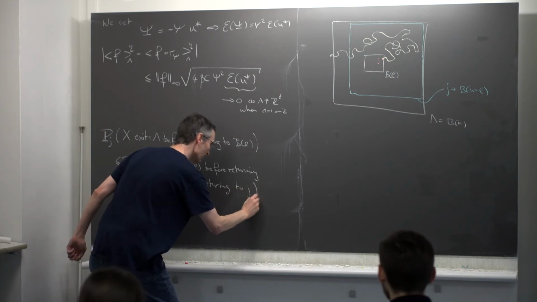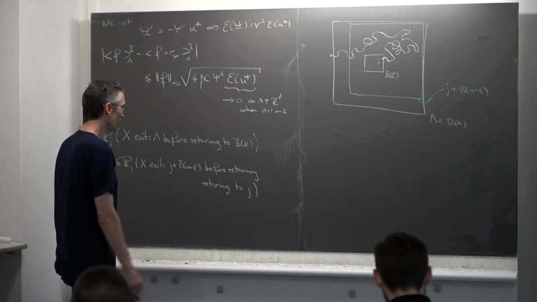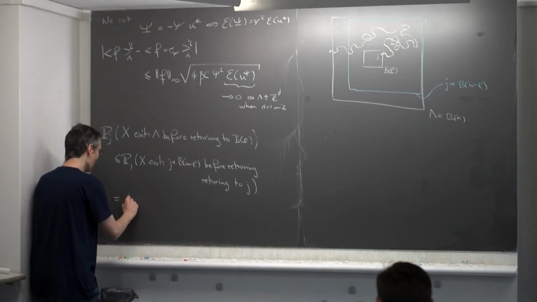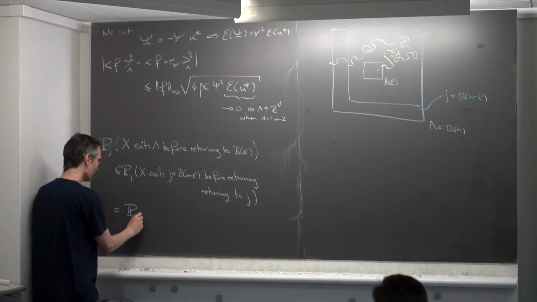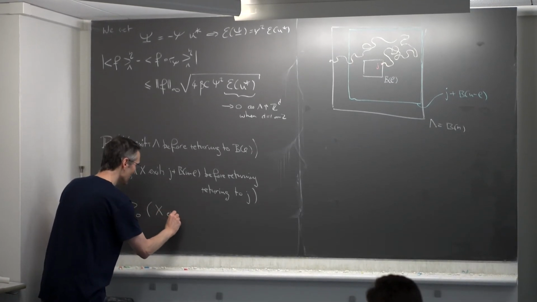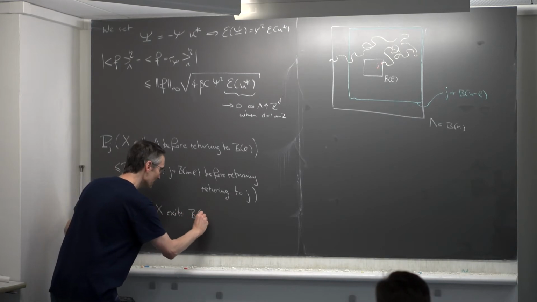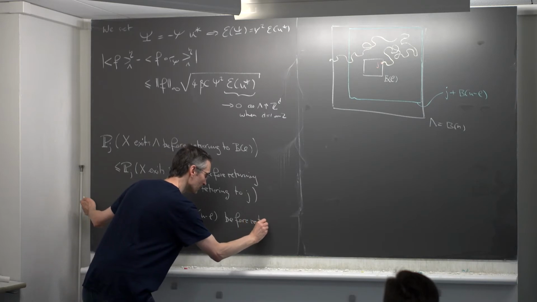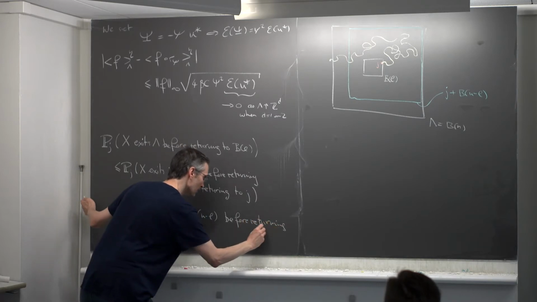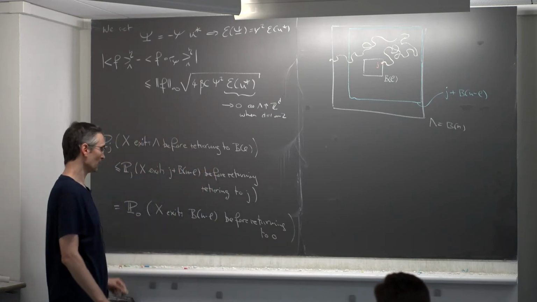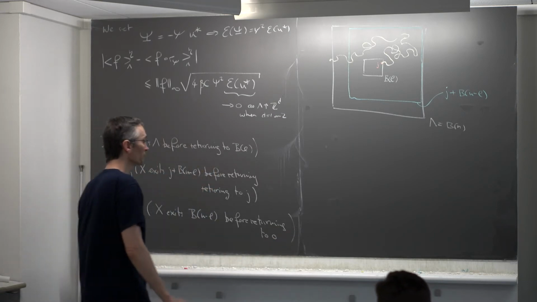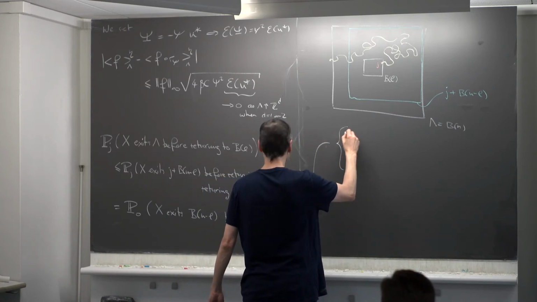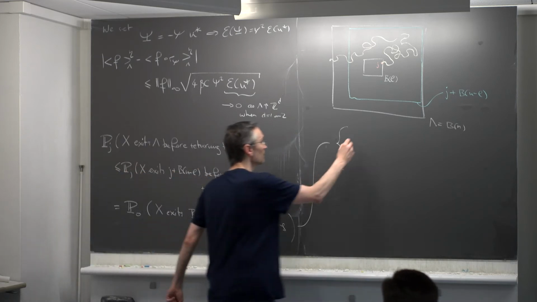Okay. Now if I do that in this way, then by translation invariance of the simple random walk, this is just the probability starting from 0 that X exits the box B_{n-L} before returning to 0. Okay? But now we know how this behaves, at least qualitatively. So as n goes to infinity, this is converging to 0.